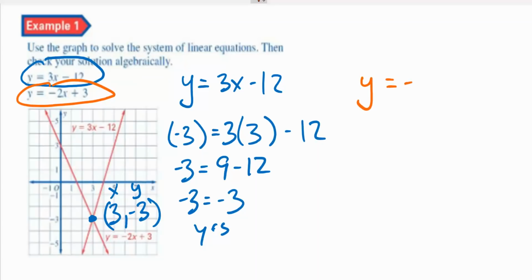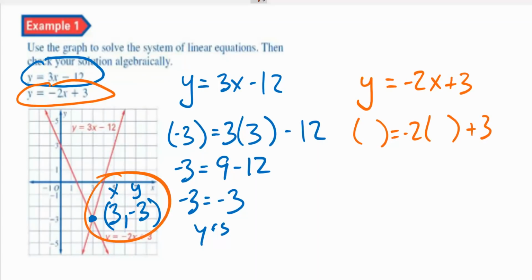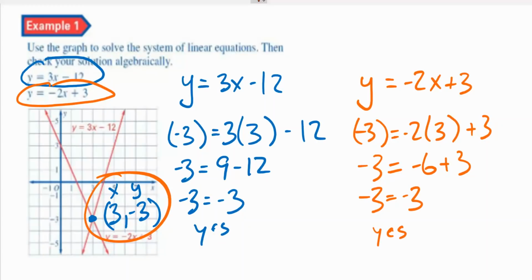And then we could say, does our other equation work? That's y equals -2x plus 3. Again, we're using the point 3, -3. So -3 equals -2 times 3, which is -6 plus 3 makes -3. So that's a yes. So there, we just proved that point 3, -3 is on both those lines.